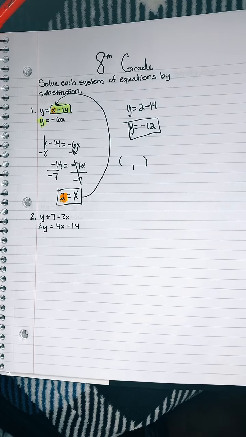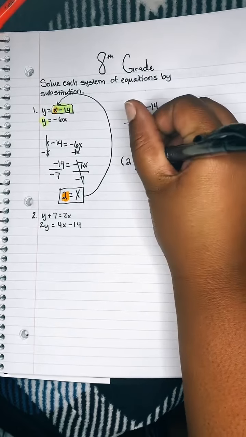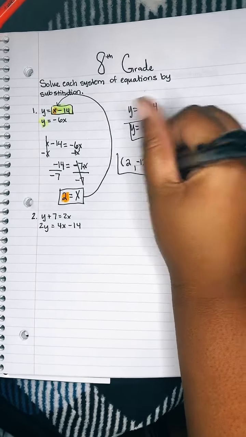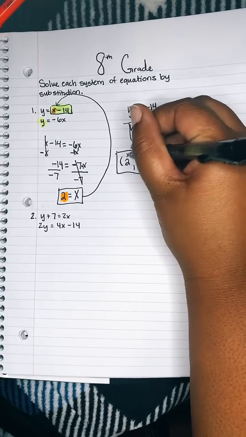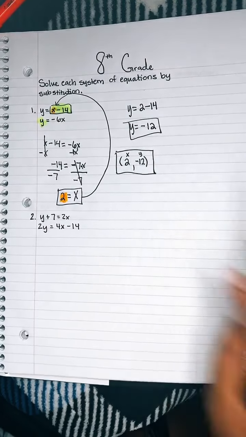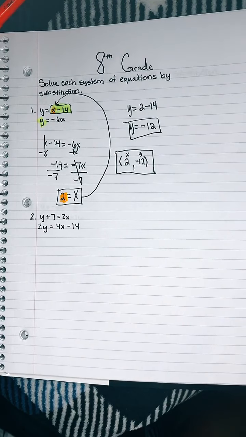Good. Yes, you guys. 2, -12. Perfect. And you get 2 first because this is X, this is Y. How you write a point is you write the X and then the Y. Great job, you guys.